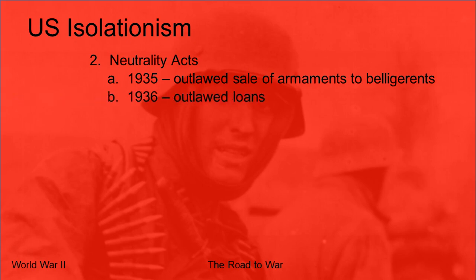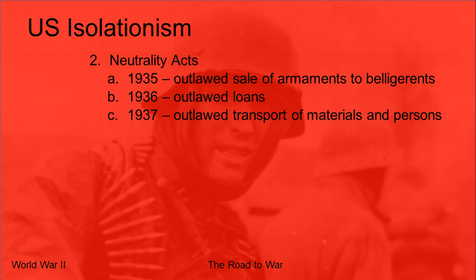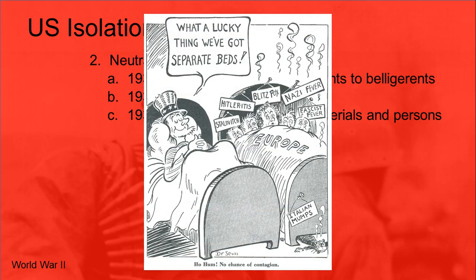Okay. 1936, we go a step further and pass another Neutrality Act, which outlawed loaning money to countries that are at war. And in 1937, we'll go even further, and we will outlaw the transportation of certain other materials to countries at war, and we will also outlaw the transportation of people to these countries at war. Each of these is designed to keep Americans away from the war and to keep us out of a position where America might get blamed and or attacked and or have Americans killed, which might make the American people demand war.